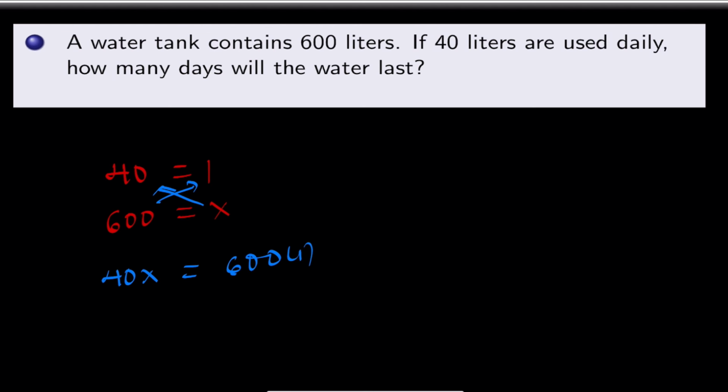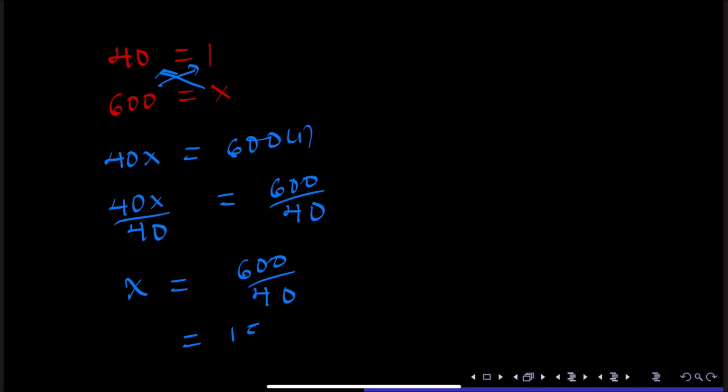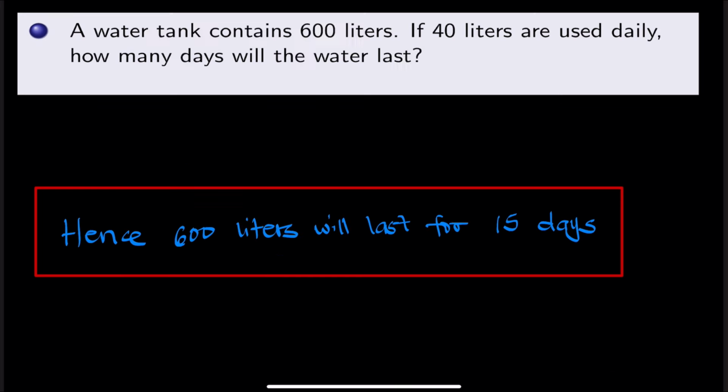So our goal is to find x. So you have to divide by the coefficient of x, which is 40. So we are going to have 40x divided by 40 is equal to 600 divided by 40. And so x will be equal to 600 divided by 40, which is giving us 15. Therefore, our answer is 600 liters will last for 15 days.